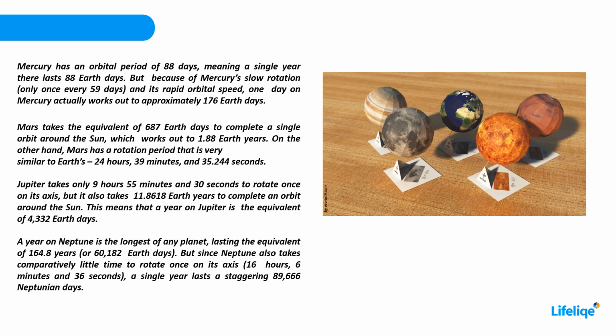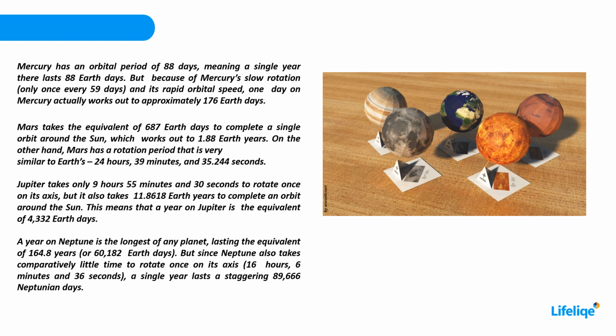Jupiter takes only 9 hours, 55 minutes, and 30 seconds to rotate once on its axis, but it also takes 11.8618 Earth years to complete an orbit around the Sun. This means that a year on Jupiter is the equivalent of 4,332 Earth days.